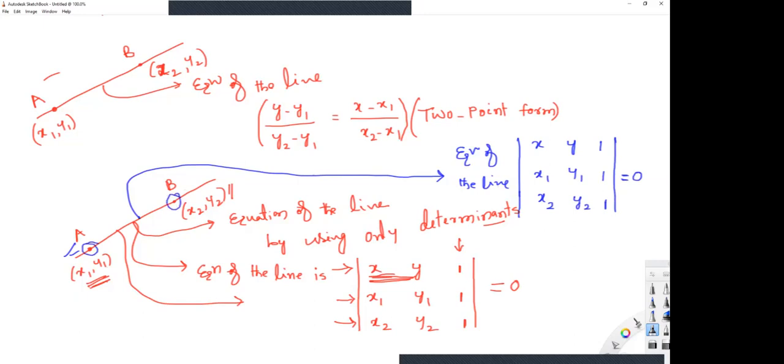So this is the formula when the line is passing through two given points. The first given point is x1, y1, second given point is x2, y2. To find out the equation of the line, the first row, first two elements are x y. Second row, first two elements are the first given point. Third row, first two elements are the second given point, and third column is always 1. But never forget, since we are finding an equation, it is equal to 0.